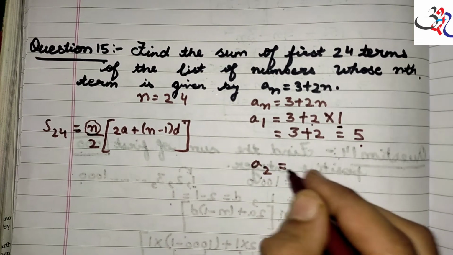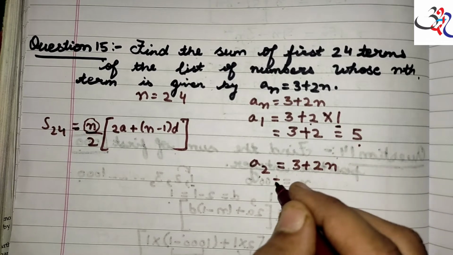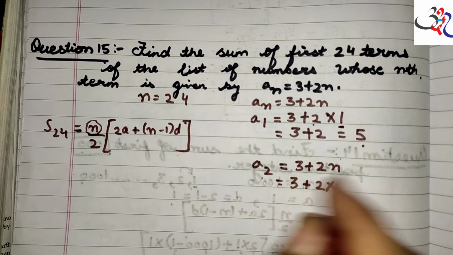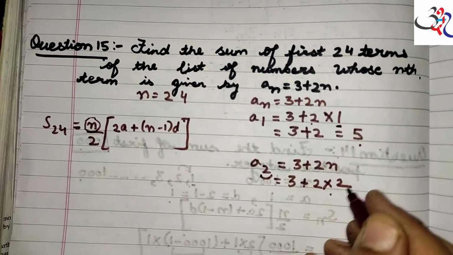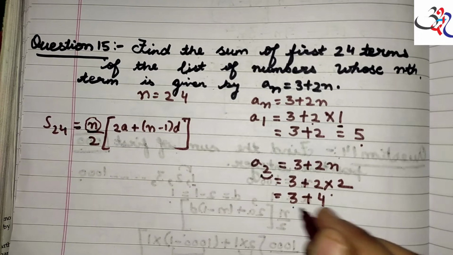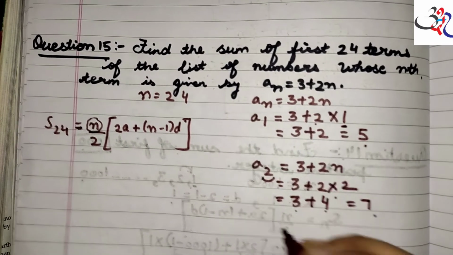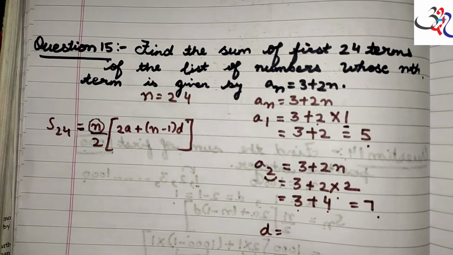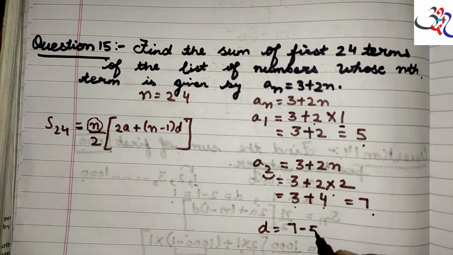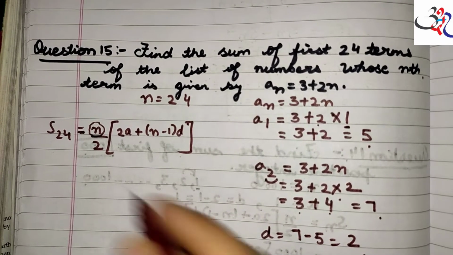Now for the second term, n is equal to 2 in 3 plus 2n, which will be equal to 3 plus 2 into n. This time I am finding the value of the second term, so n will be equal to 2. So it will be 3 plus 4, which is equal to 7. So now I have to find the value of d, and d is 7 minus 5, which is equal to 2.